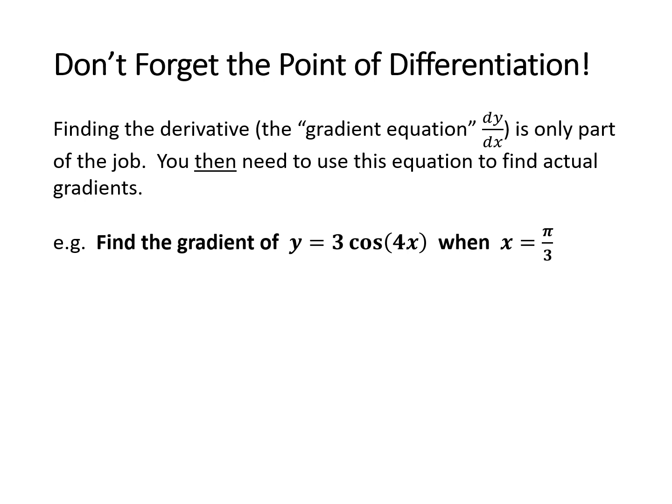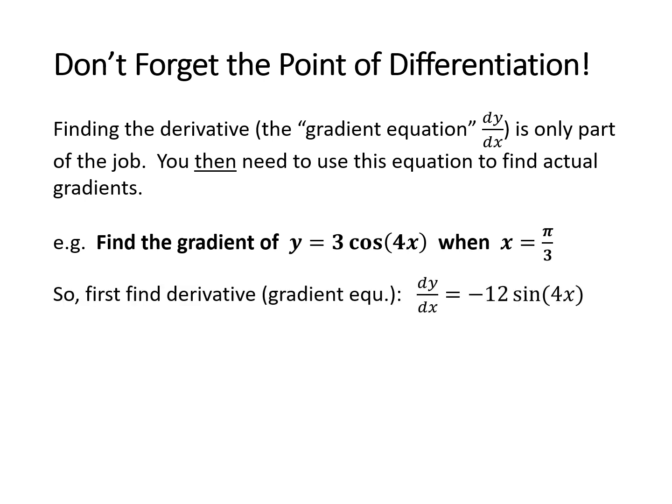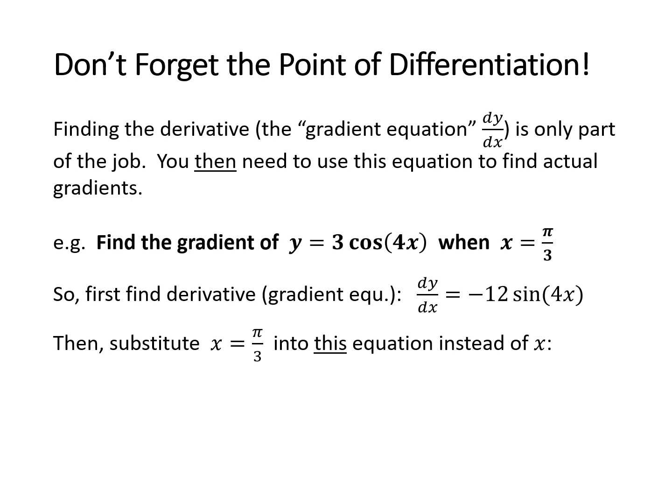Now, I don't know whether you remember, we've just gone through how to differentiate cos. Cos becomes minus sine, and we need to multiply the number in the bracket with the number in front. So we get minus 12 sine 4x. There's the derivative. Now we need to put x equals pi over 3 into that, and that will give us the gradient when x equals pi over 3. So we substitute x equals pi over 3 into this equation, and you get that.